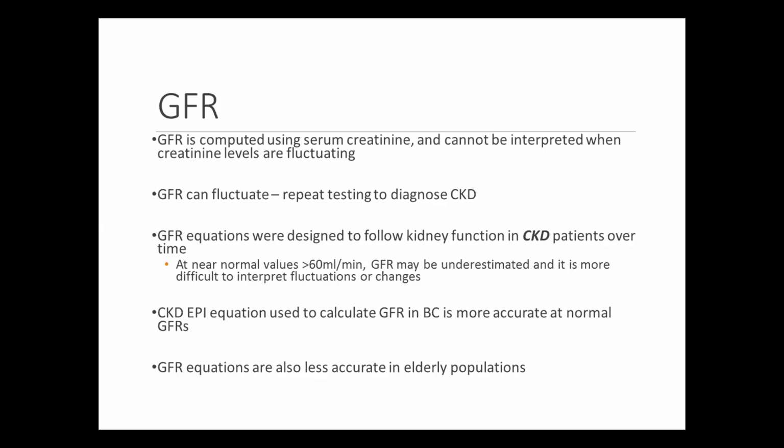And I just wanted to talk about how GFR equations were initially designed to follow individuals with kidney disease over time. And so at near normal values of greater than 60 mils per minute, GFR can actually be underestimated. And so it's harder to interpret fluctuations or changes in kidney function based on the GFR alone. For example, if the GFR was at 90 mils per minute and on repeat it was 80, it's a little bit difficult to tell if that really is a true difference in kidney function, because when the kidney function is normal, the GFR can really underestimate some of the numbers. So the creatinine may be a more useful tool to follow in that case. In BC, we use the CKD-EPI equation to calculate GFR, and it tends to be more accurate than normal kidney function. And lastly, GFR equations are also less accurate in elderly populations, so that's one of the caveats of these equations.